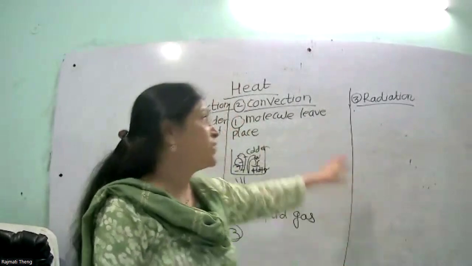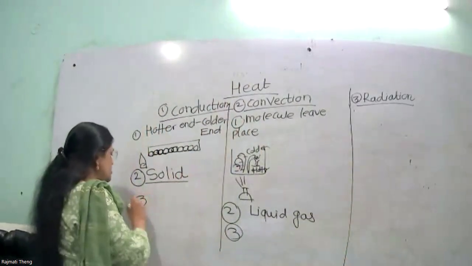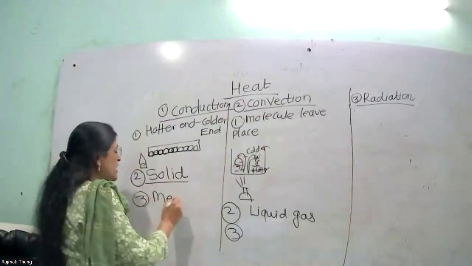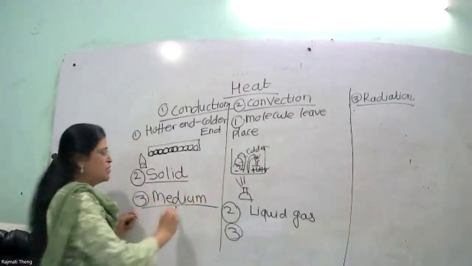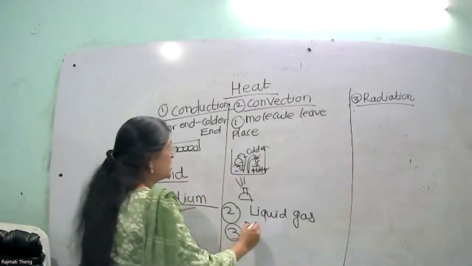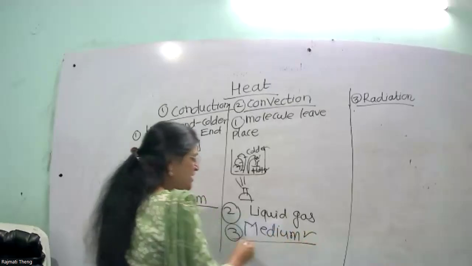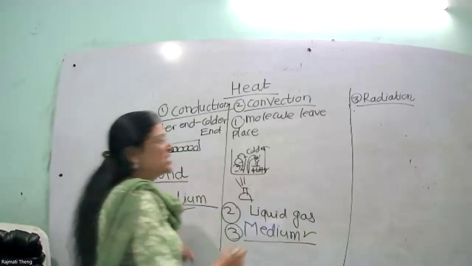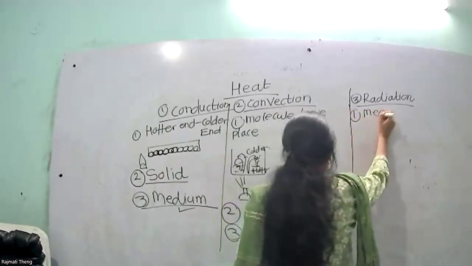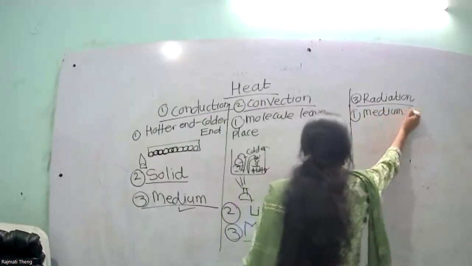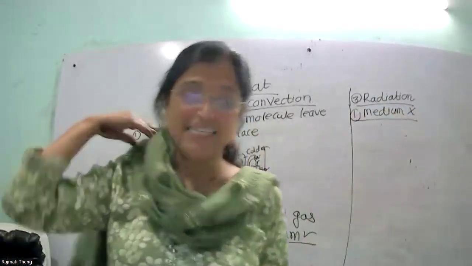Now next one, in case of conduction, conduction needs metals and good conductors of heat. Medium is necessary. What about convection? Is medium important? Yes, medium is necessary. Now, what about radiation? Is medium necessary? No, medium is not necessary.